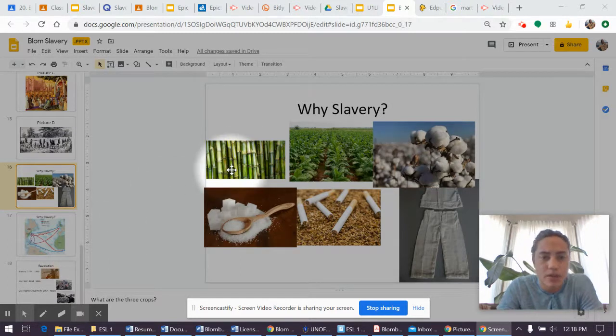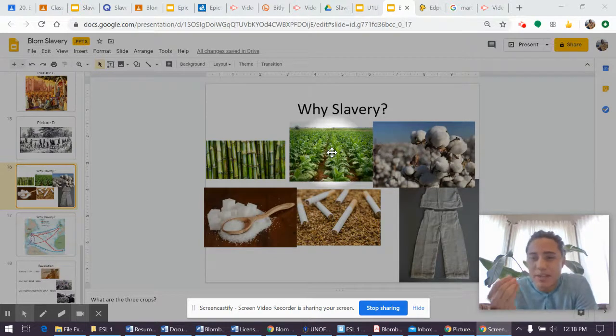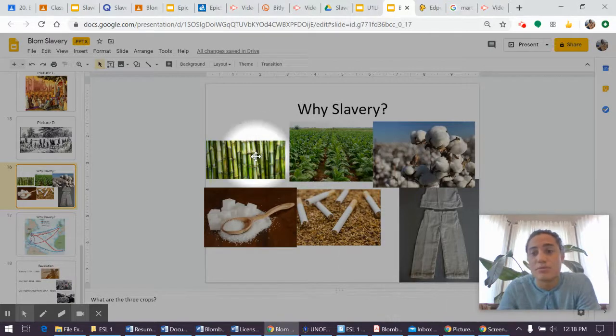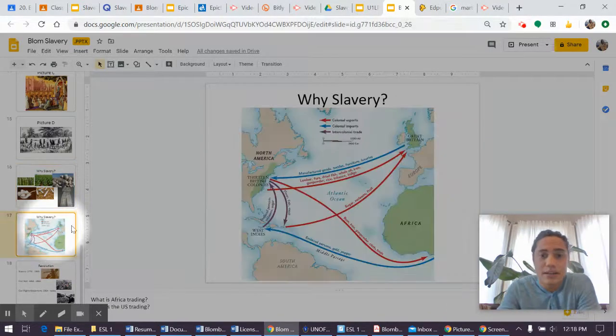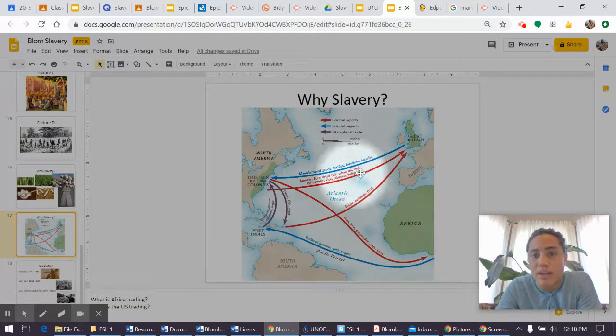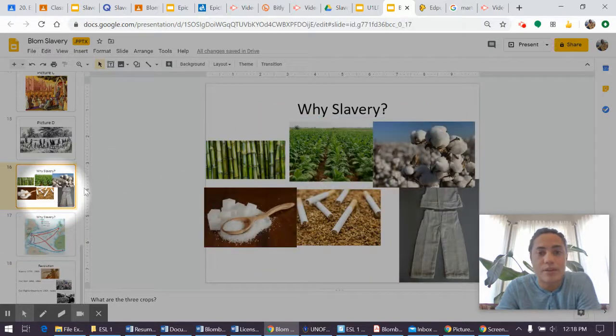Let's look. In order to work plantations, massive fields of crops, you need many people working with you, but it costs money. So, the people in the United States decided to trade goods and furniture and tobacco and things like this to get slaves from Africa.